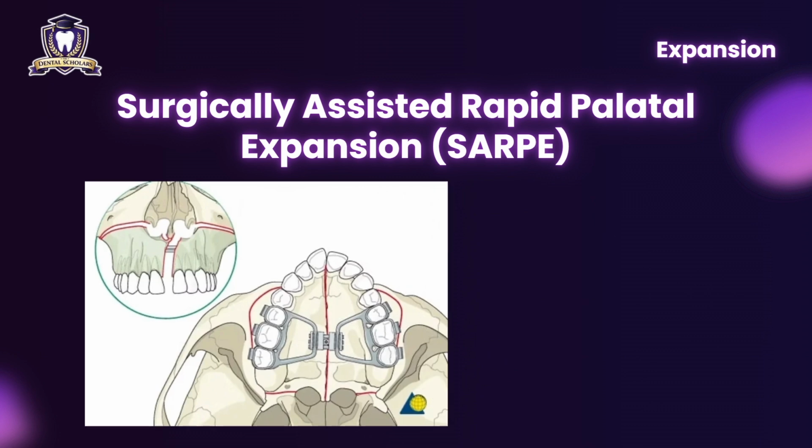Next is surgically assisted rapid palatal expansion. So, SARPE is the preferred approach for managing transverse maxillary deficiency in skeletally mature patients where traditional rapid maxillary expansion fails due to the fusion of mid-palatal and circummaxillary sutures. Unlike RME in adolescents, SARPE relies on surgical mobilization of the maxillary halves followed by controlled mechanical expansion.